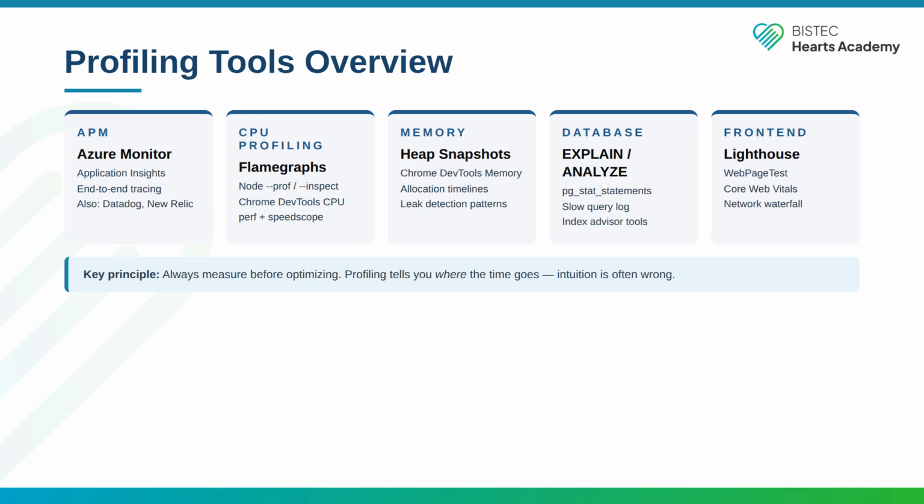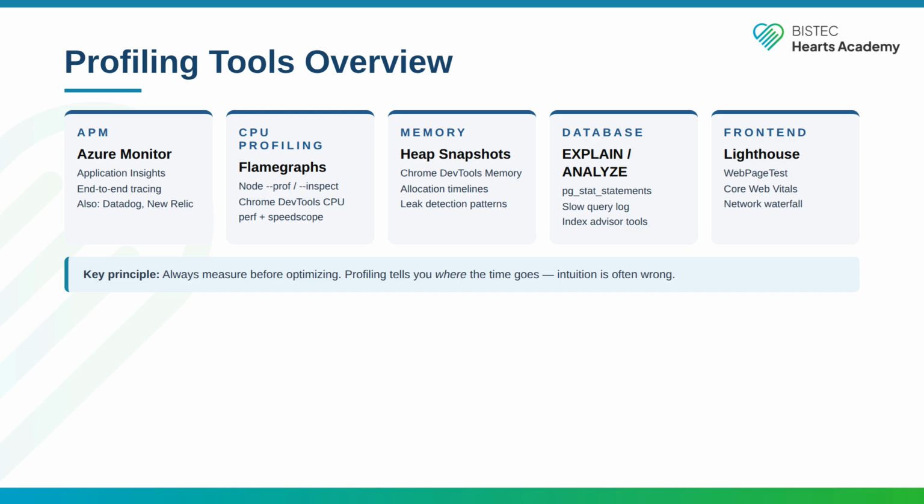CPU profiling is next. Flame graphs are the gold standard for understanding where your CPU time goes. Node's built-in --prof flag generates V8 profiles. Chrome DevTools gives you interactive CPU profiling. For production environments, tools like 0x or Clinic generate flame graphs with minimal overhead. Memory profiling uses heap snapshots in Chrome DevTools to show you exactly what's consuming memory. Allocation timelines help you spot leaks, objects that grow over time and never get collected.